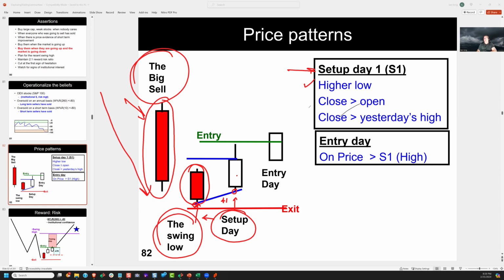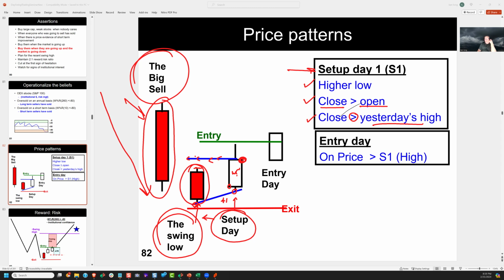Check. Then it has to be a white candle, so the close has to be greater than the open. And then today's close has to be greater than yesterday's high. That's this blue button. So here's yesterday's high. It has to close at a price that was greater than it ever even achieved the day before. Check or hold? Check.